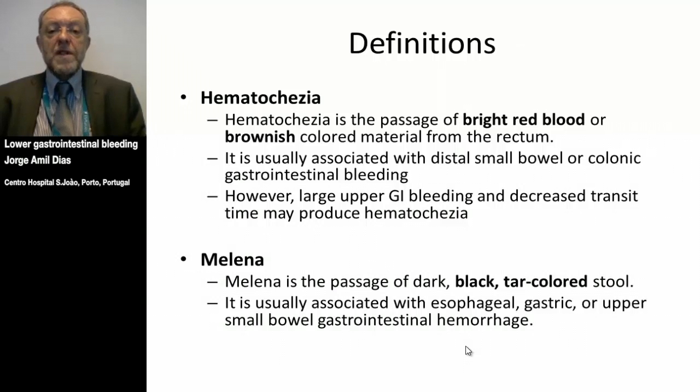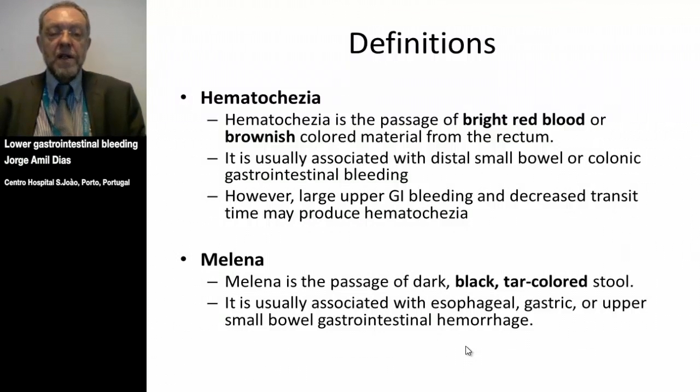However, if there is a great loss of blood from the upper GI tract, this may pass through the GI tract fast and still come out as bright red blood. However, there is a lesser probability that this happens with hematochezia.